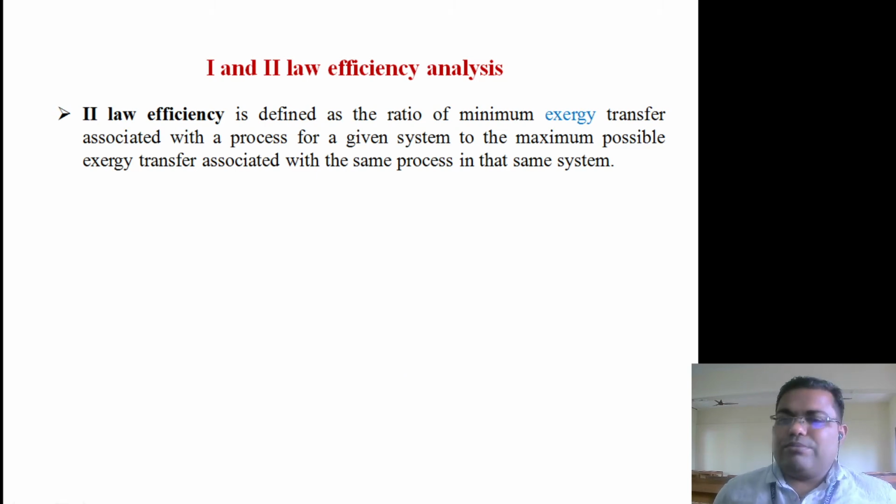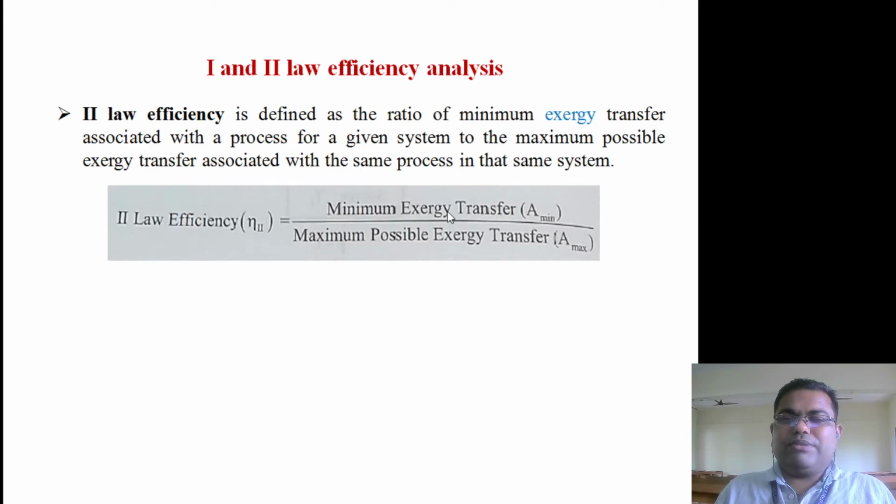So second law efficiency is defined as the ratio of the minimum exergy transfer associated with a process for a given system to the maximum possible exergy transfer associated with the same process in the same system. Exergy is nothing but available energy; I already defined exergy as another name for available energy. So in other words, it is the minimum available energy associated with a process to the maximum possible available energy for the given process in the same system. A represents minimum available energy and A maximum is the maximum available energy.